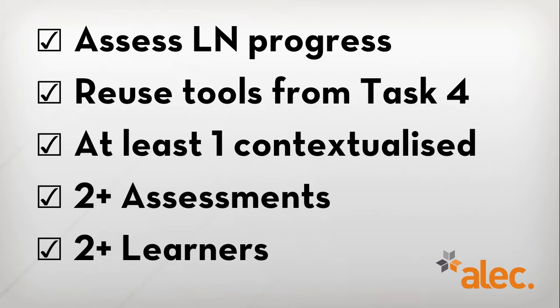So just a summary here, things that you need to do. You need to assess your learners' literacy and numeracy progress. So you need to use literacy and numeracy assessment tools and processes to do that, and the easiest way to do this is to reuse the tools that you created for task 4. You might want to create a version B of these tools, or if it's appropriate you might just be able to reuse the exact same assessments again.